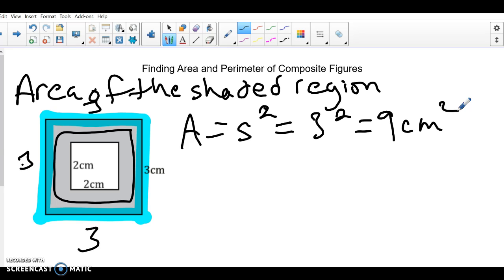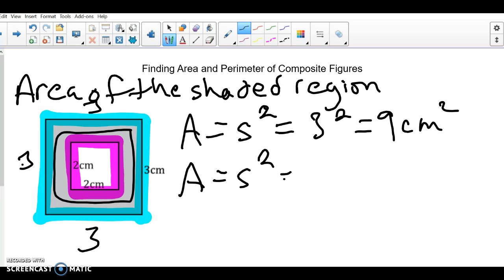So now we want to find the area of the small square. The small square is here, and you can see it's labeled, it's 2 by 2. So the area of that small square is going to be 4. So again, area of a square is side squared. The side is 2. 2 squared is 4. So we're talking 4 centimeters squared.